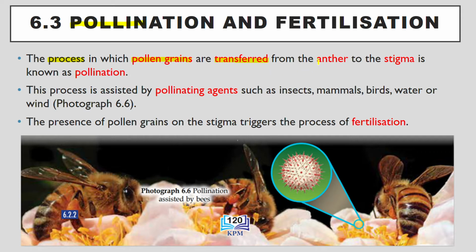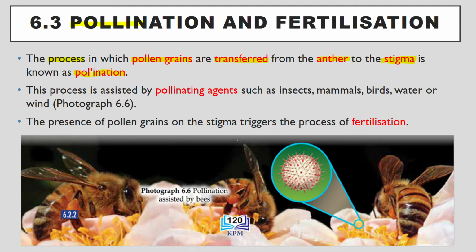It is being transferred. So from where to where? It's from the anther. Remember, that's the stamen, that's the male reproductive part, the place where pollen grains are being produced. So it's being transferred from the anther to the stigma. Okay, so the stigma is the female reproductive part, the carpel. It's the place that receives the pollen grains. So this process is known as pollination.